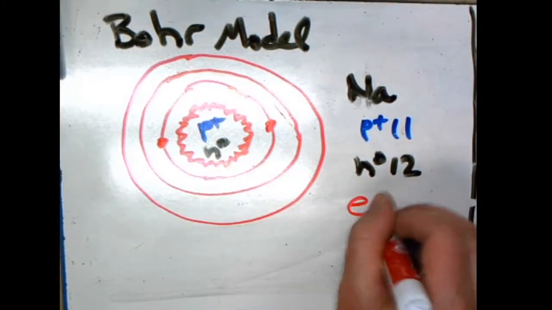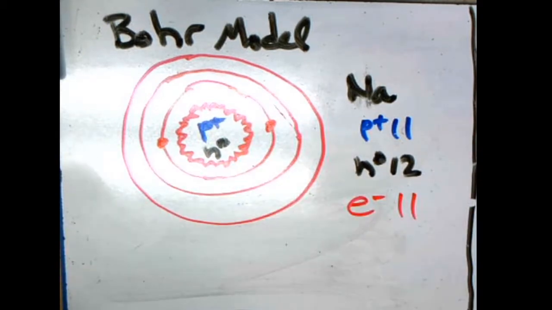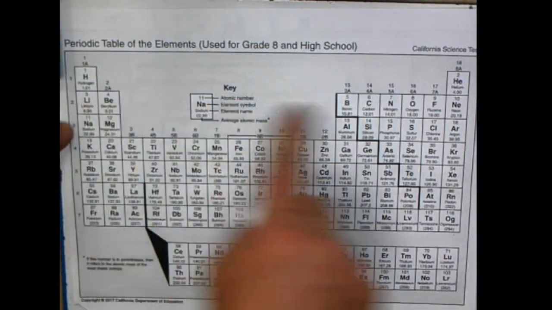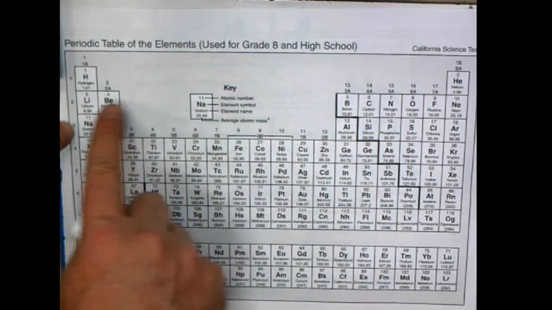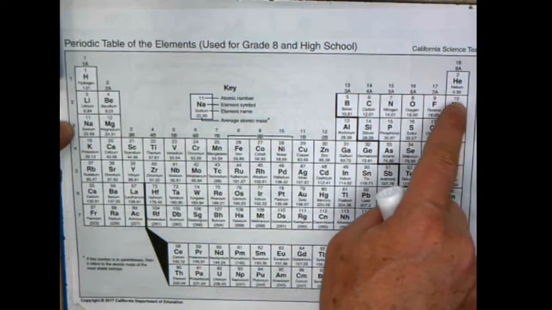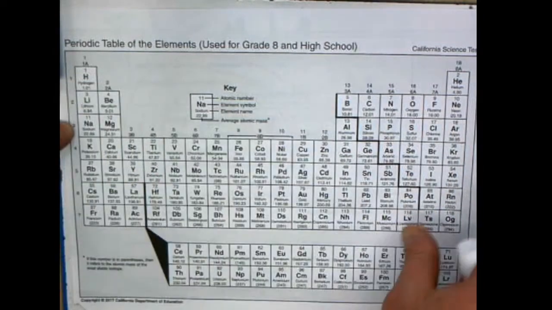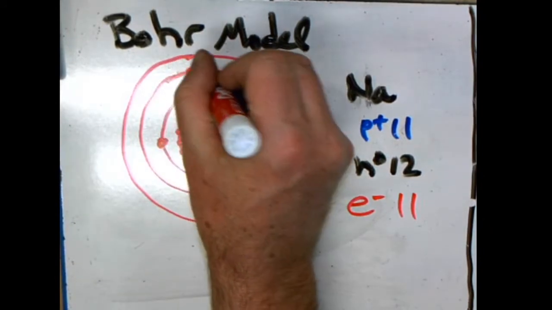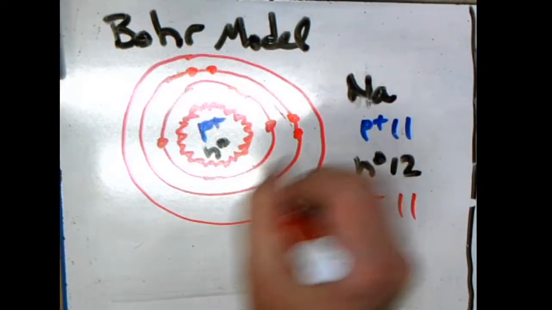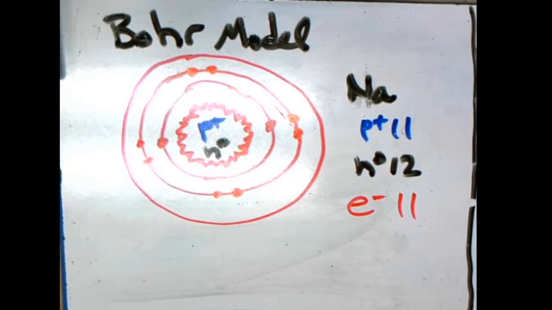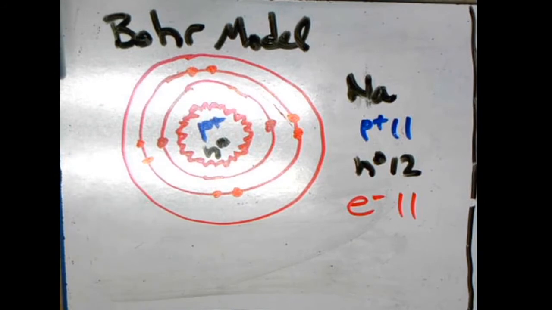We said sodium has 11 electrons, so there are 2 on the first ring. And then we come down to the second row. We know sodium is in the third, so we're going to go all the way to the end, and you can literally count 1, 2, 3, 4, 5, 6, 7, 8. There are 8 elements in that row, hence you can put 8 electrons on that second ring. Now becomes the question of how many do you have left?